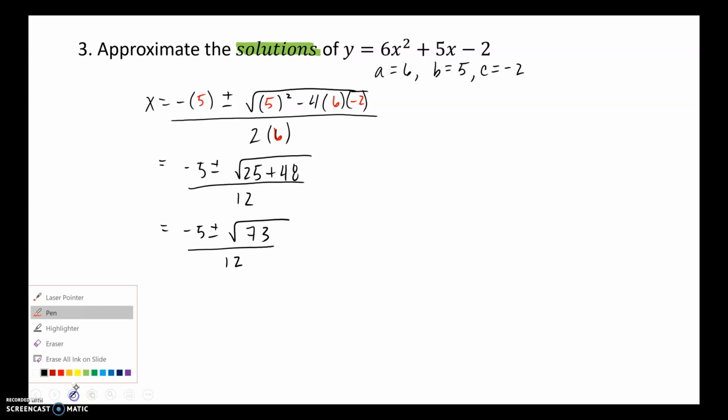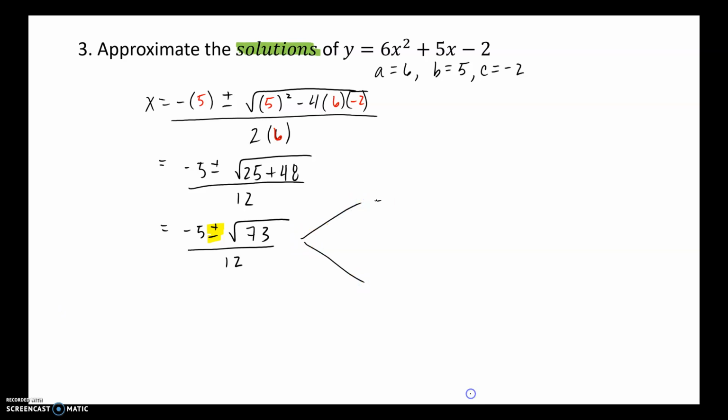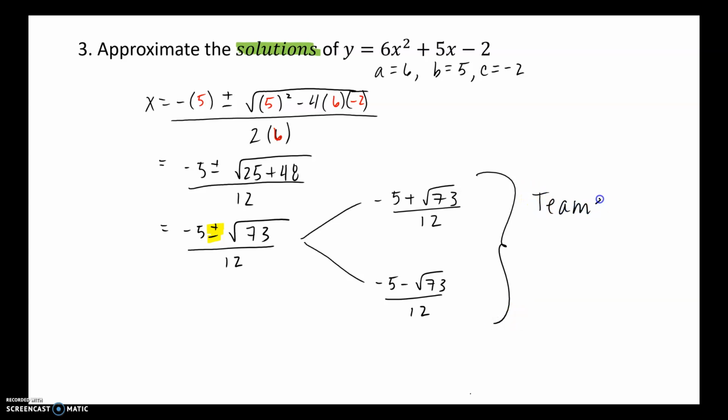So what I would like you guys to do, I'm going to break it up. Okay, here's my plus or minus. -5 plus the square root of 73 divided by 12. -5 minus the square root of 73 divided by 12. So I want you to approximate these and then send your solution through a Teams chat. Give me the 2 decimal answers and send me the answers that you get using the calculator.